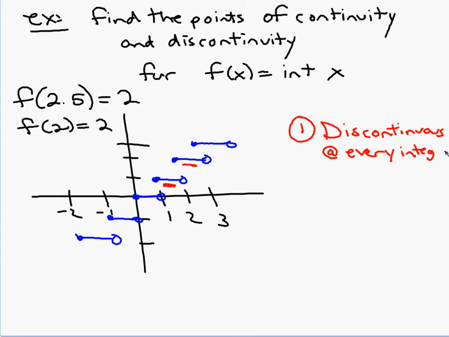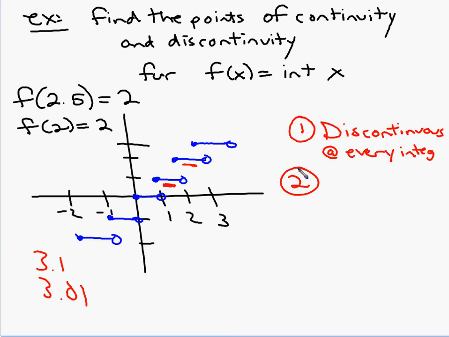Now, the next statement. Where is it continuous? Or could we say every other real number? The integers are the only place where it's discontinuous, right? How about at 3.1? Are we okay at 3.1? Yeah. How about 3.01? Yeah, we're okay everywhere else except right at 3.